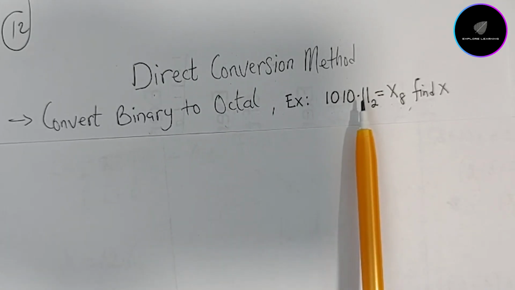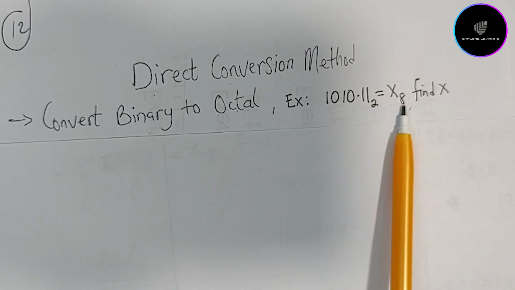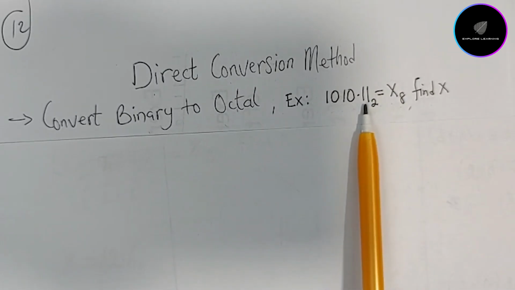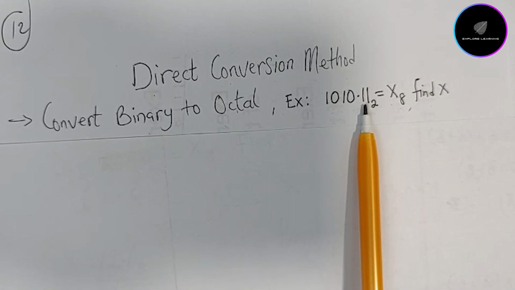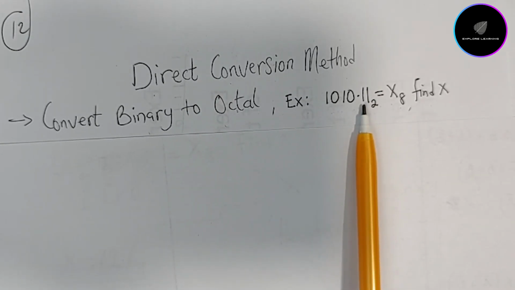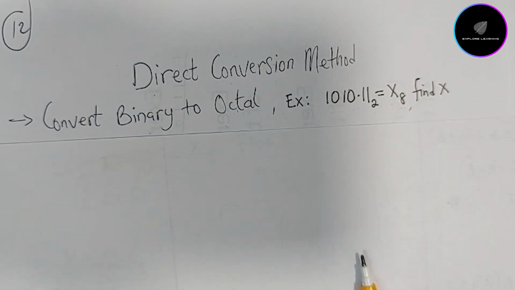Then the digits after the decimal point, we need to group from left to right. And in a situation where we don't have a complete group of 3, then we need to pad with 0 to ensure that each group contains 3 digits. Now let's proceed to solve this example.